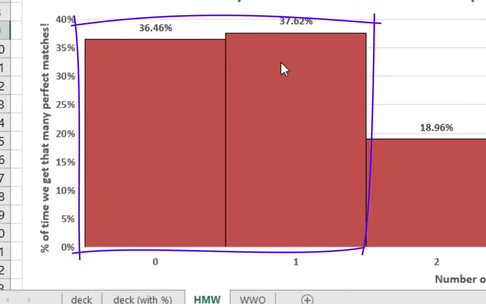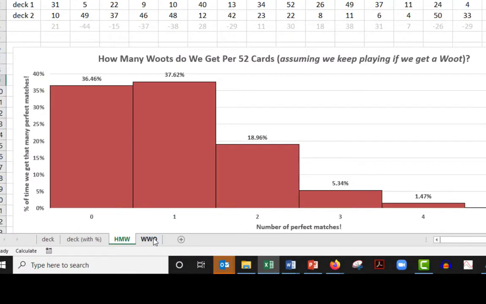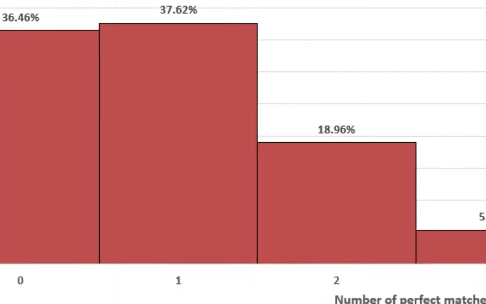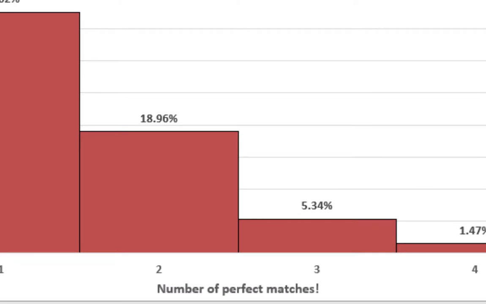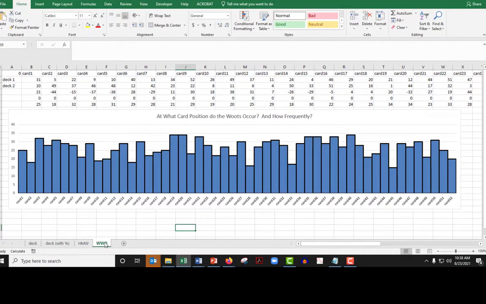And these graphs end up spurring a lot of good discussions, especially early on in the term. One day I had a student tell me the chance of 2 Woots looks like it's half of the chance of 1. The chance of 3 Woots looks like it's a third of the chance of 2, and maybe 4 is a fourth of the chance of 3. And when you go in and look at the math of the derangements, he was absolutely correct. So totally awesome. And then where do the Woots occur?